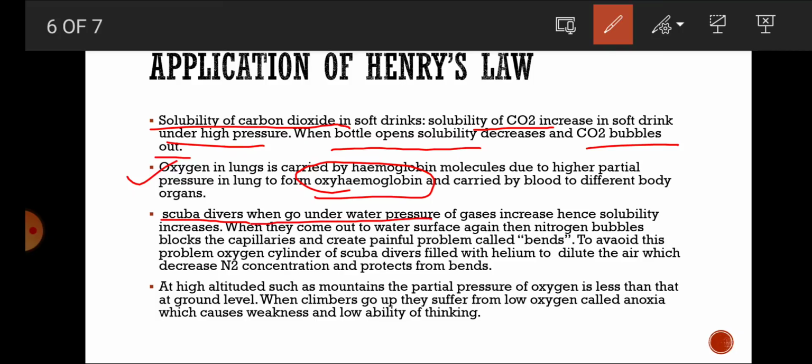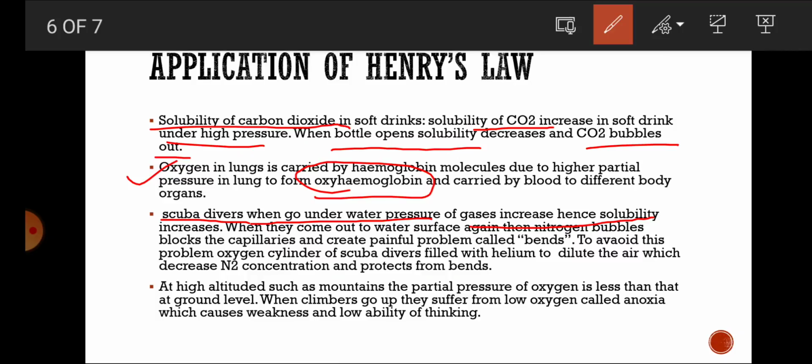The water pressure increases when they go inside the ocean. When the divers go inside the ocean, there is too much pressure of the water over their body, so the solubility of gas increases in their blood. When they come out, the solubility of gases decreases due to the decrease in pressure.